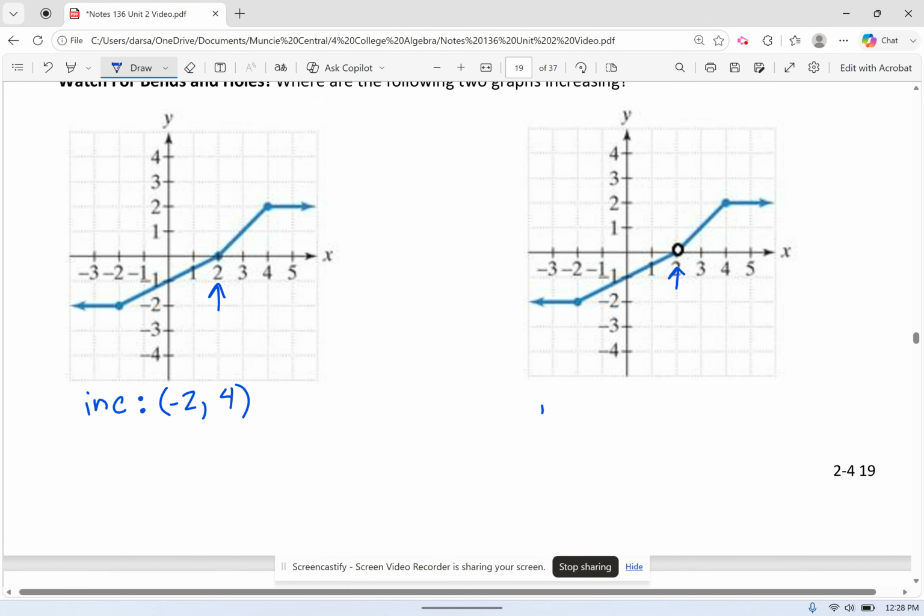So when I want to talk about increasing on this problem, I am going to say, well, it's increasing from x is -2 to x is 2, but then the whole graph just breaks. And then we're increasing again from x is 2 to x is 4 afterwards. But we can't include that 2 because there's nothing there. So the increasing on this one is going to be from -2 to 2, and then from 2 to 4. So when there's a hole, you have to leave that x value out. But if it's just bending, it can still be part of the increasing. So just try to pay attention and keep those two things in mind.